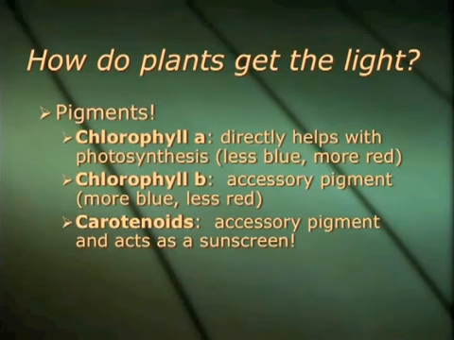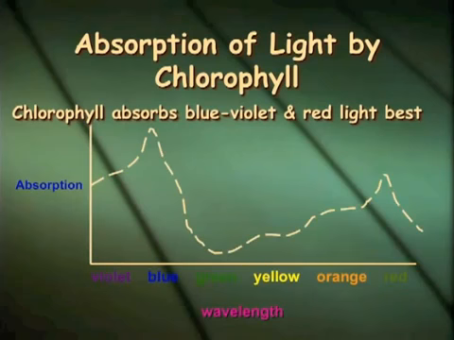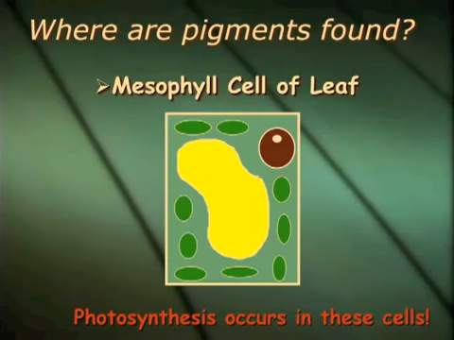That's the pigment that actually directly helps in the light reaction. So this actually gives you the absorption of light by chlorophyll. Now if you remember, light comes to the earth in photons, so it moves in wavelengths. Each color has a different wavelength, and chlorophyll absorbs mostly blue, violet, and red light best, and a little of the yellow and orange. So where are these pigments actually found?